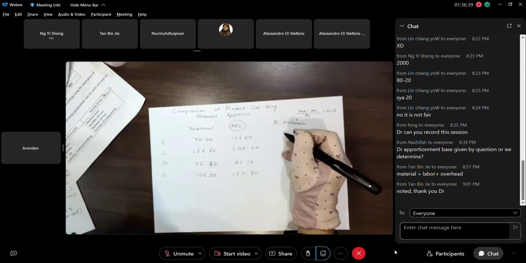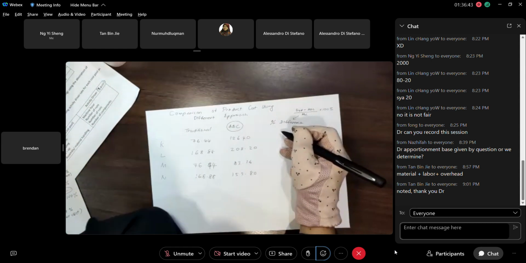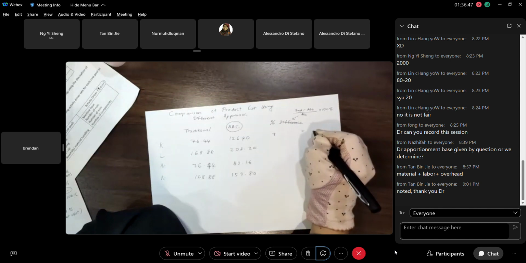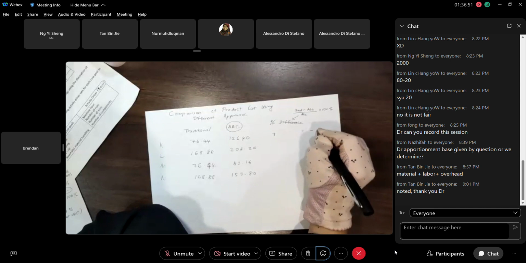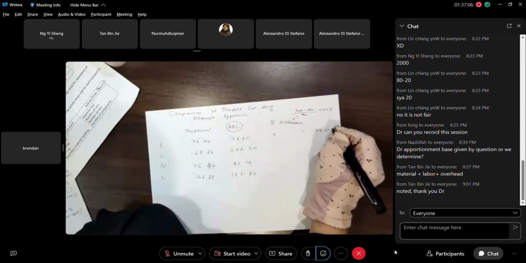Macam mana nak kira the difference? Cuba kira. Minus. Okay, you will get this one. What is the cost? It is minus 30. Tak kira lagi. 39.52 something. 5 something 5%.